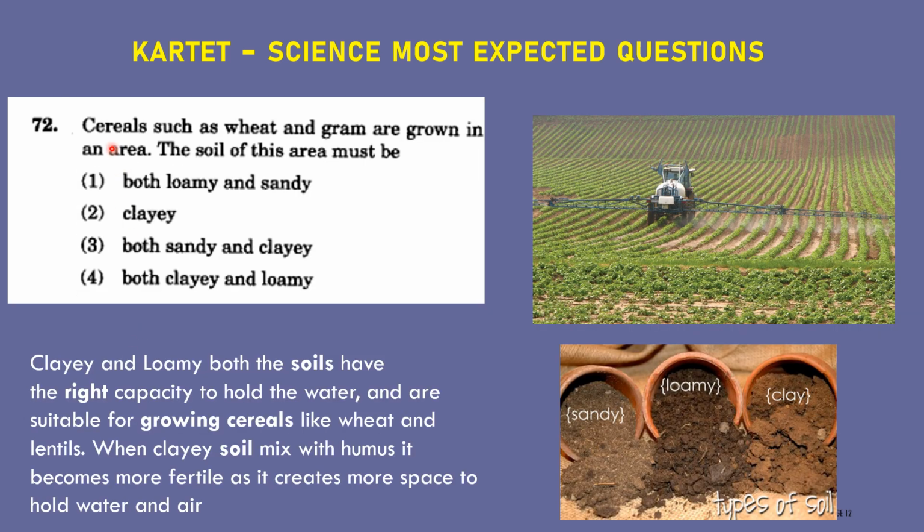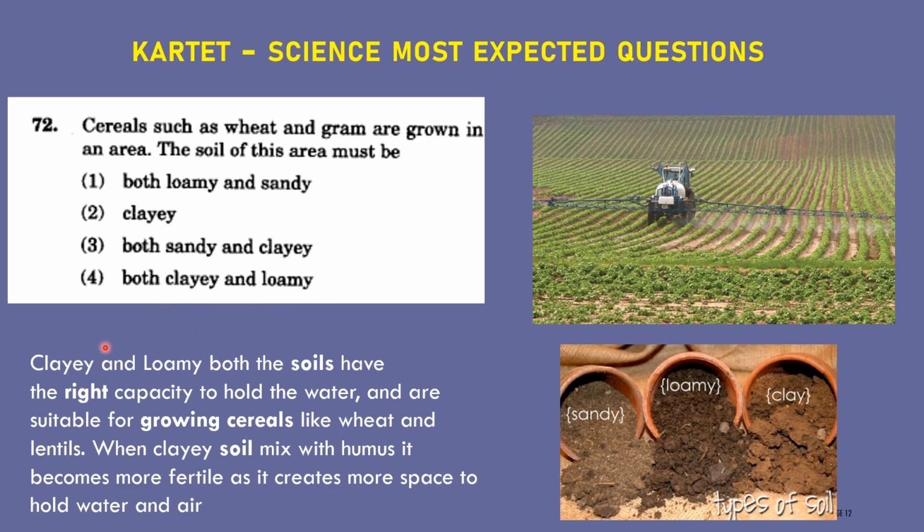Next question. Cereals such as wheat and gram are grown in an area. The soil of this area must be: option 1, both loamy and sandy; option 2, clay; option 3, both sandy and clay; option 4, both clay and loamy.